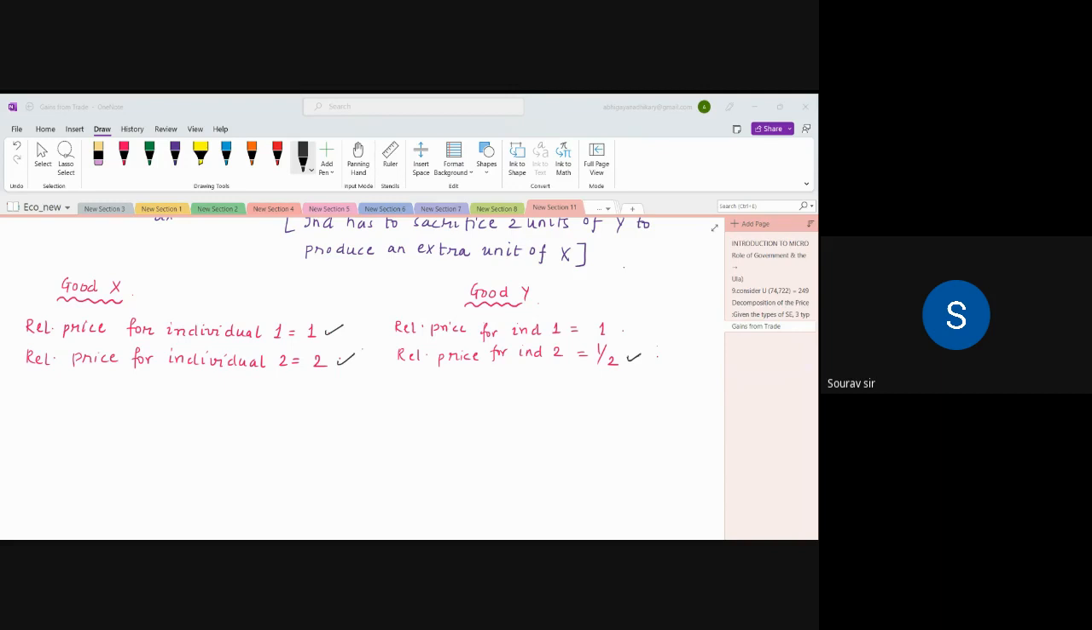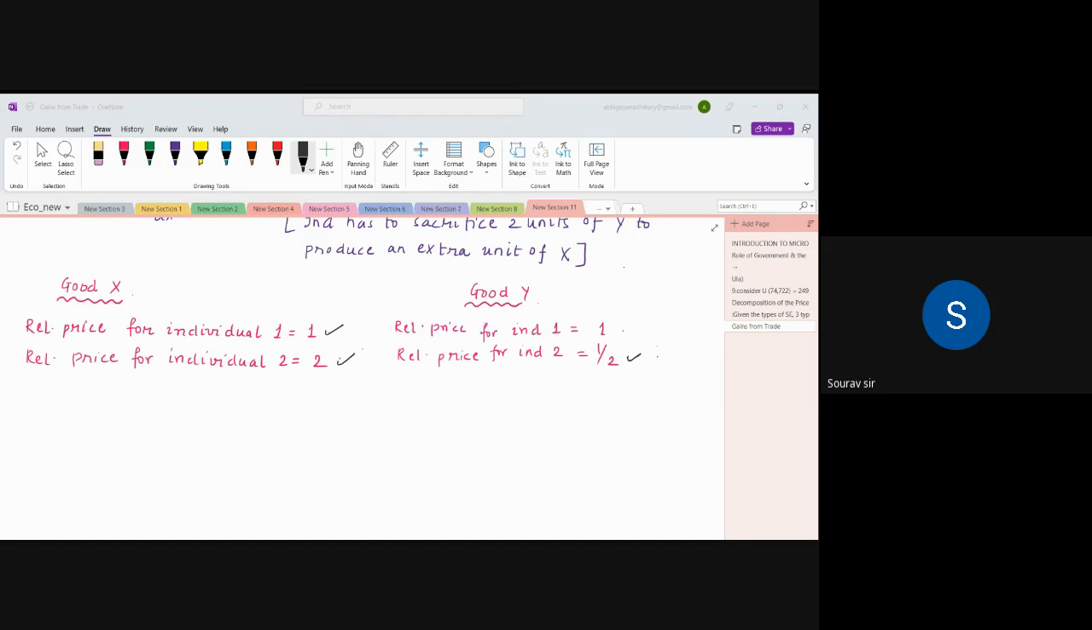Consider good X first. The price for individual 1 is 1 and the price for individual 2 is 2. So individual 2 can see that if I buy good X from individual 1, I can get it at a cheaper rate than it would cost me to produce it. Therefore, it's beneficial for me to produce lesser unit of good X and buy more from individual 1. Correct? So the trade that would emerge is individual 2 would want to buy good X from individual 1.